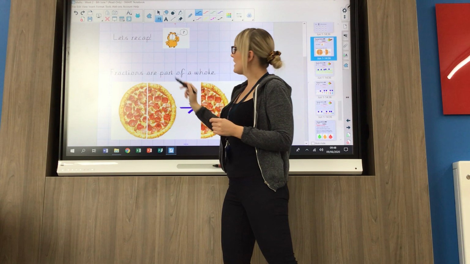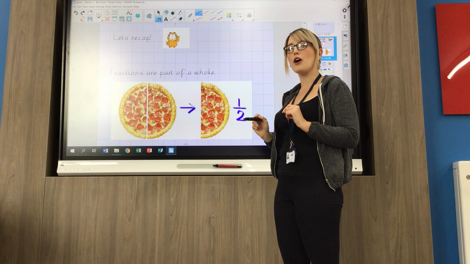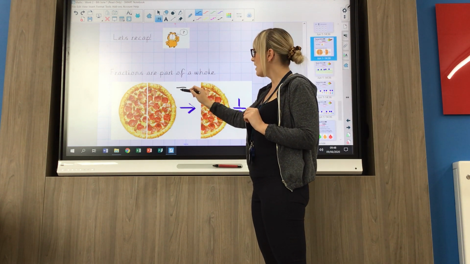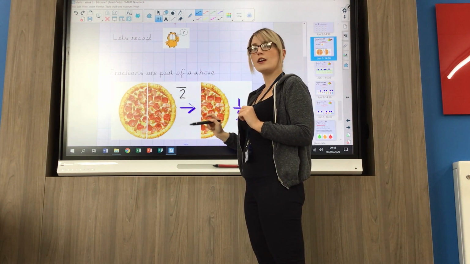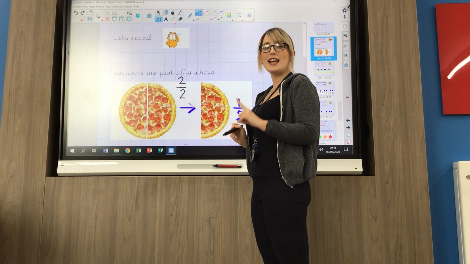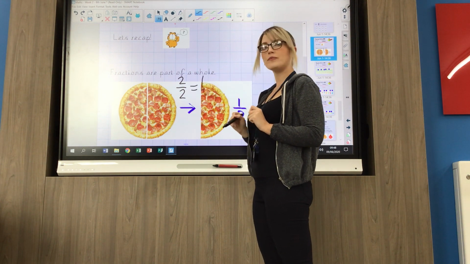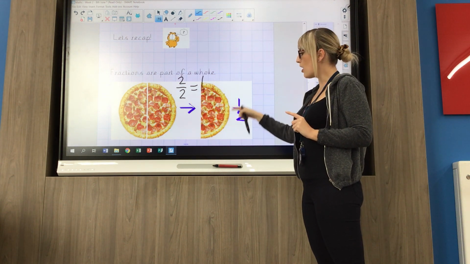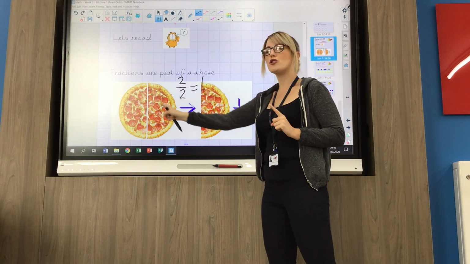So here I've got one whole pizza and it's been split into two equal parts. So my bottom number, my denominator, is going to be 2 because I've got two equal parts. And I've got two of them, so I've got 2 out of 2. And that's the same as one whole because I've got one whole pizza. So that's the same as 1. Here I've got one part of my pizza. So my numerator is 1 and it's out of 2.